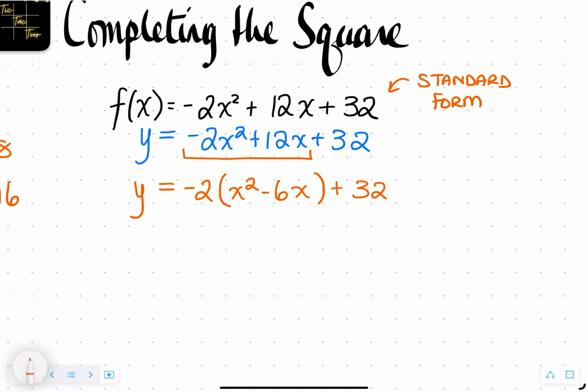So that's our general method that we're going to then use over here. We're going to take the -6, divide it by 2 and square it. So we get -3 squared, which is 9. Because we're squaring it, we know that that third term must be positive in our perfect square trinomial. So let's add that in.